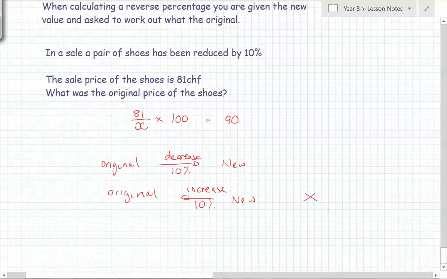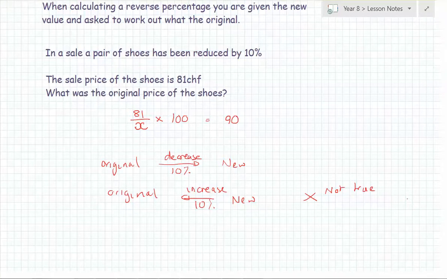This is not true. Okay? This is not true. Any ideas why you cannot do that, Izzy? Well, because if you're finding 10% of the new price, it's not the same as the old price, which means you're not finding the right amount. Yeah, that is spot on. That's exactly it. If you found 10% of what the new price was after a decrease, 10% of that is smaller than the 10% of the original price. So you can't just go, oh, work out 10% and add it back on.